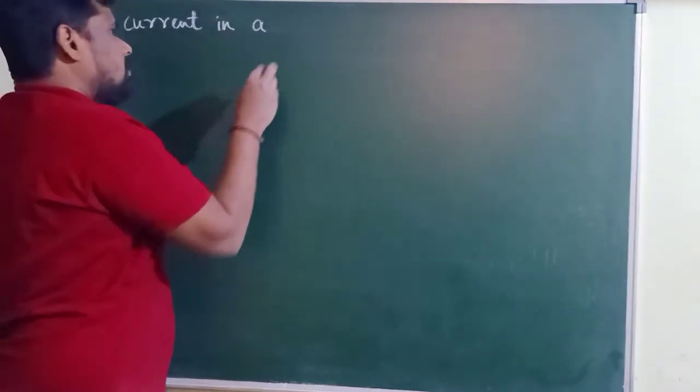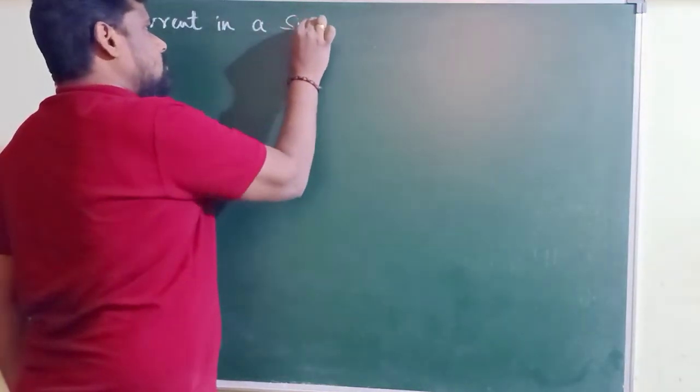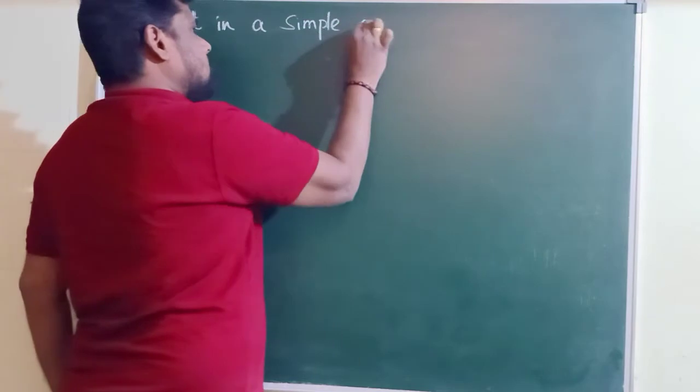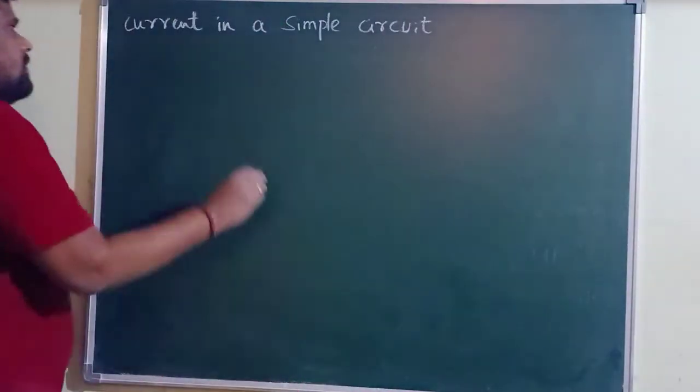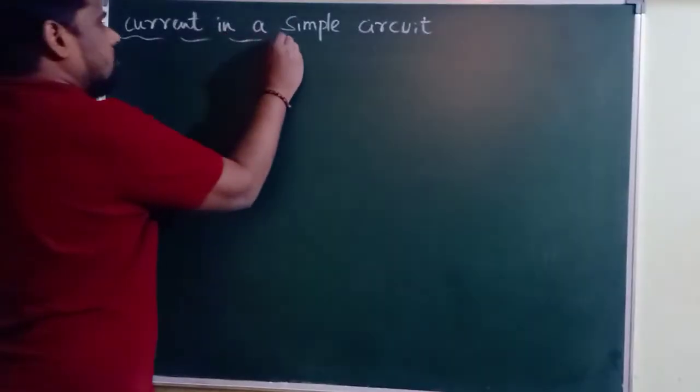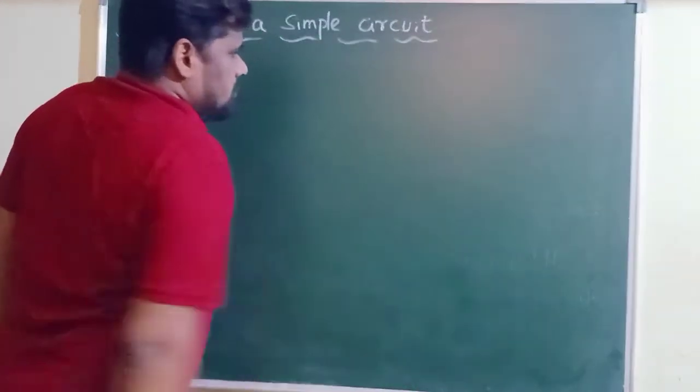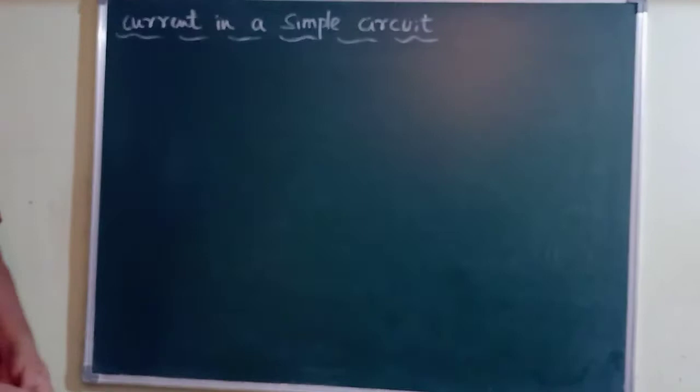Current in a simple circuit. Then what is a simple circuit here?